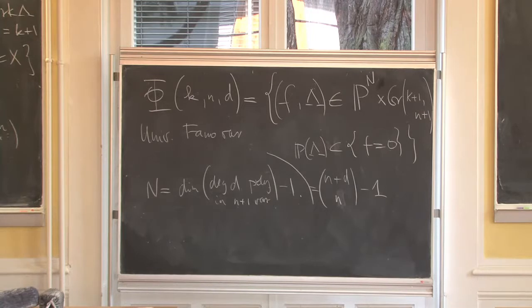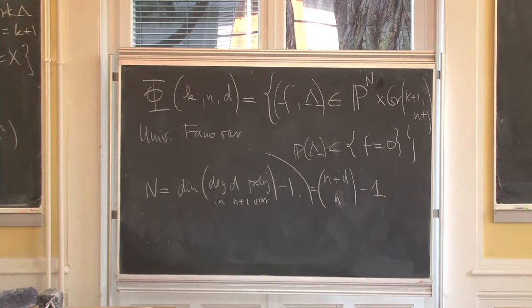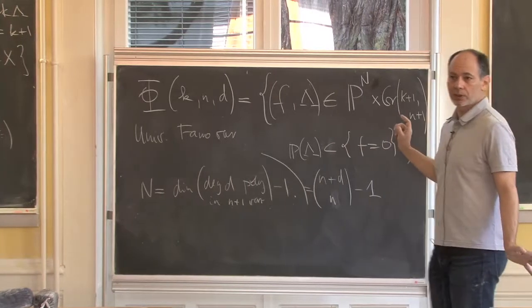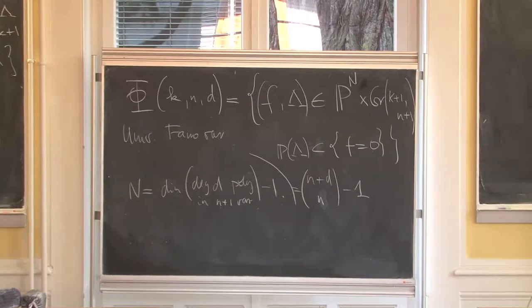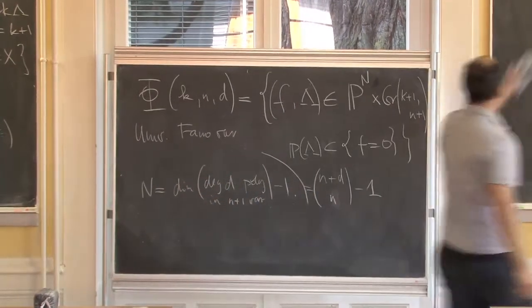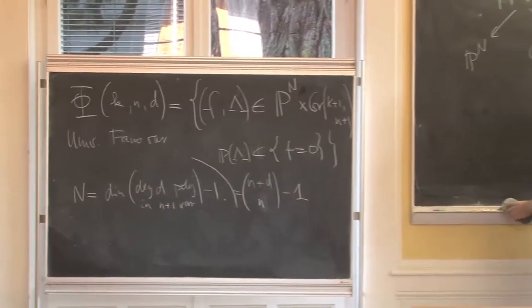Okay, so if you take n plus 1 variables, choose n minus 1. That's what this n is. Each point here represents a degree d polynomial. Going back here, one is this P^N and the other is the Grassmannian, right?